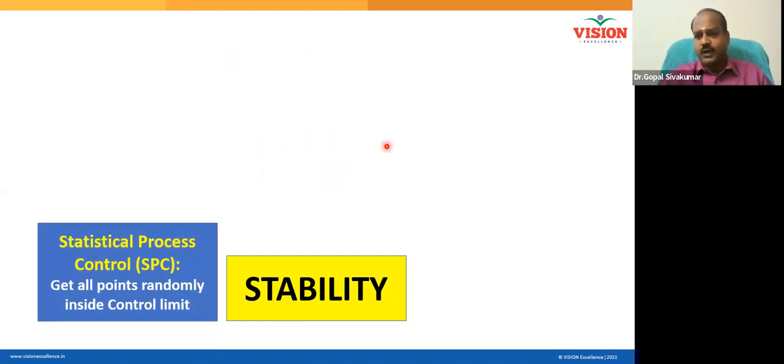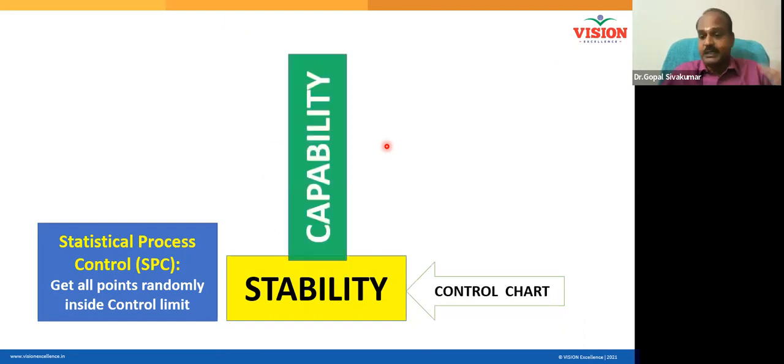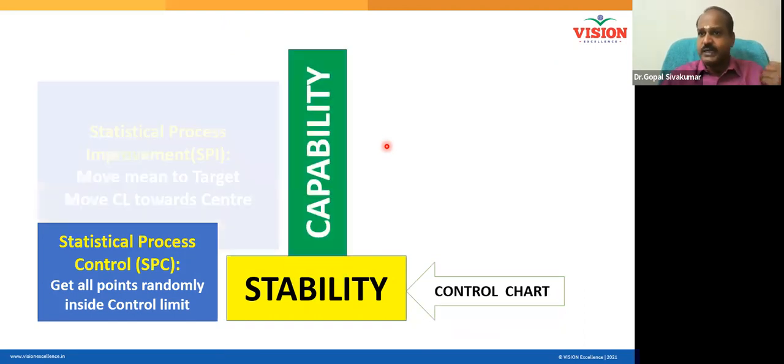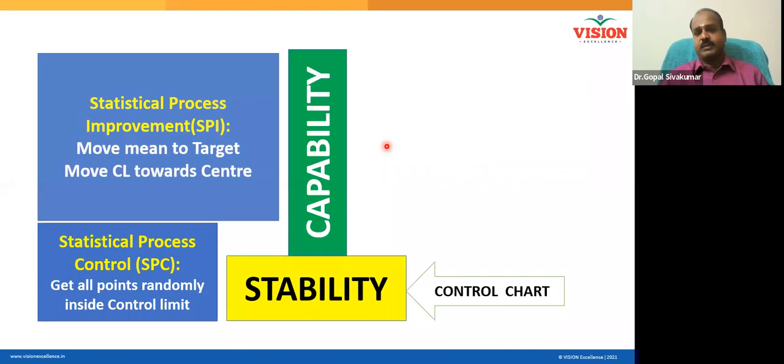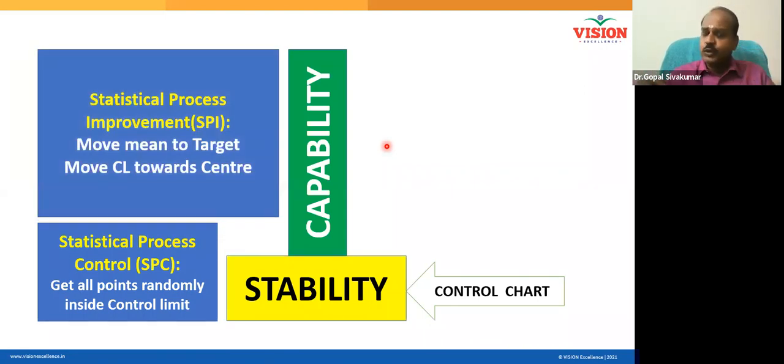Stability means all the points should be randomly distributed within the control limit. If stability is ensured, think about capability. And you can improve the capability. Improving the capability means you can even try to bring the control limit closer to the center line. You are putting stringent conditions on the process. It will reflect in the position of the control limit from the center.